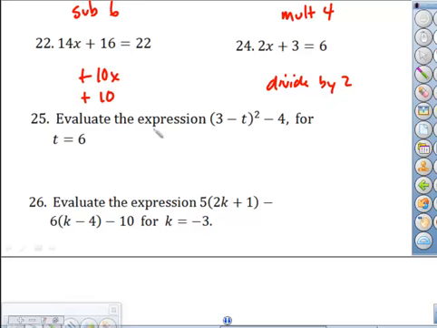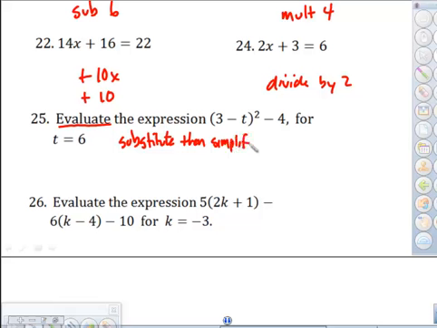All right, number 25. It says evaluate the expression. So whenever you guys see the word evaluate, that just means substitute, then simplify. Okay, so here we want to take this expression, I'll rewrite it right here, 3 minus, and then instead of the t, we're going to put a value that they give us. So it says t equals 6. So if t equals 6, I'm going to put a 6 right here.